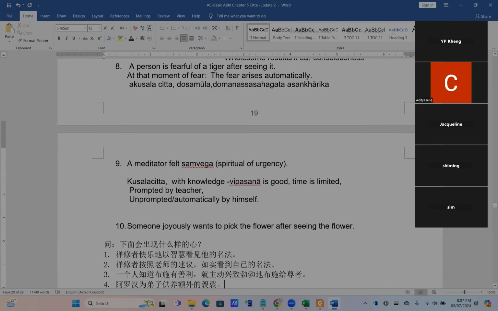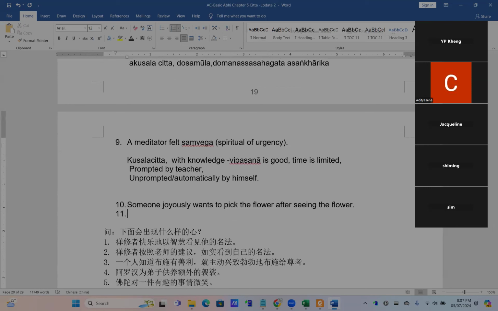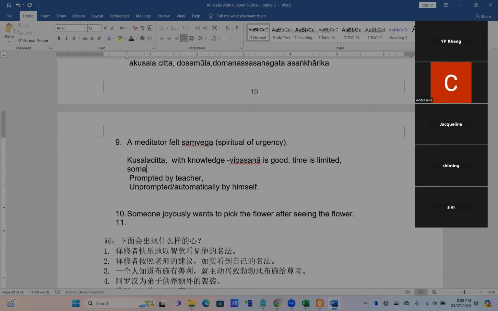The last one, someone joyfully, this is very easy, I think. Number 9: somanasa or upekkha, which one? It didn't say anything, so it can be either feeling. So either somanasa or upekkha, it's not mentioned here. We just put either, but the main thing should be kusala chitta with knowledge, and it can be prompted or unprompted. So these two are alternatives, either one, right? The first one is more important: kusala and nana sampayutta.